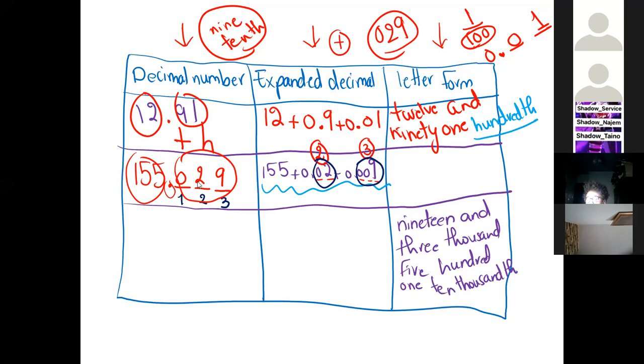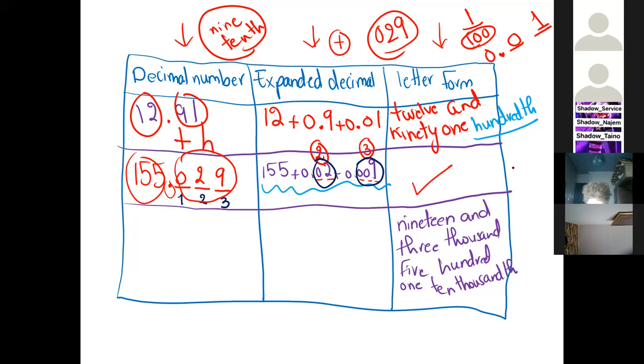Then at the end, how many digits do we have in the decimal part? 3. So we have to say what? If we have 3 digits, we say 100? No, 1,000. Bravo. So 155 and 29 thousandths. That's it. Now the last one.